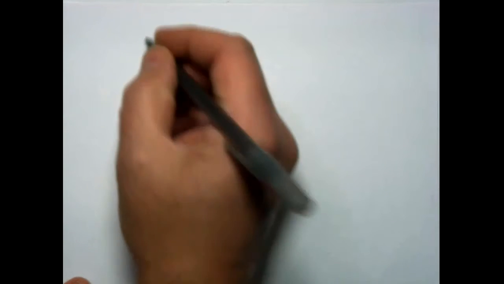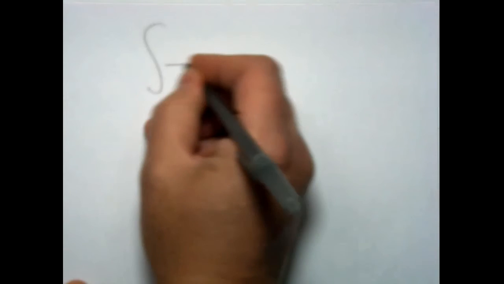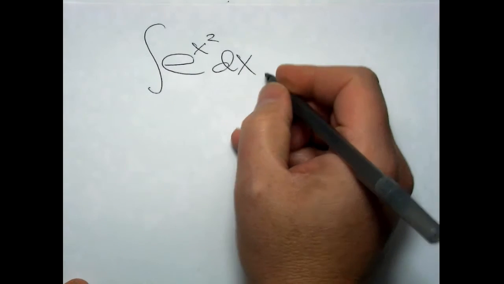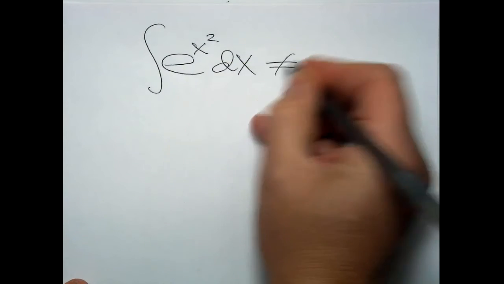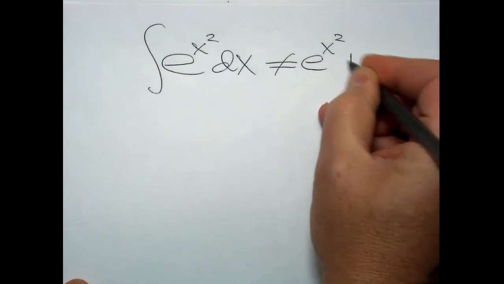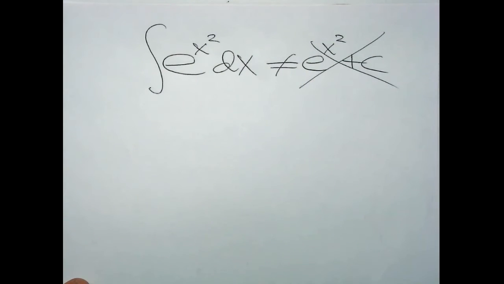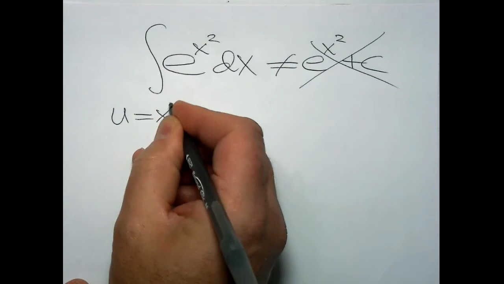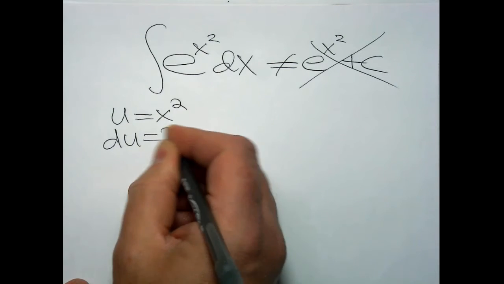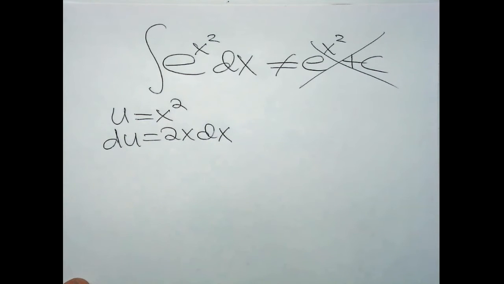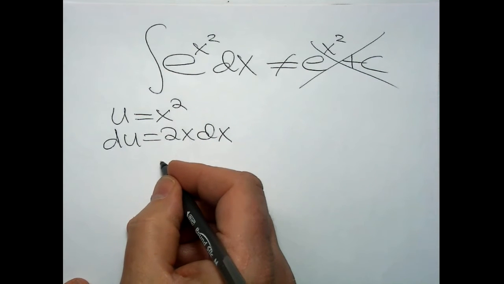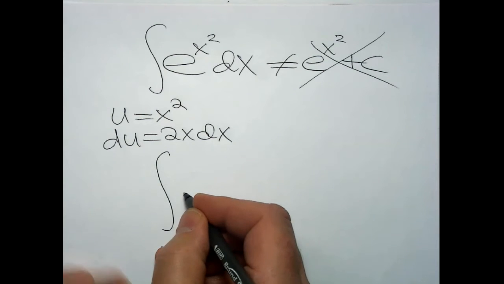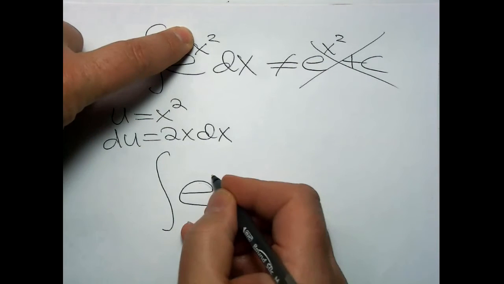Let me demonstrate. Integrate e to the x squared. There are those that would say the answer is e to the x squared, but I will tell you that it is not. That's not the answer. Let's try u-substitution. u equals x squared. du is equal to 2x dx. All right. So let's do our substitution. Antiderivative of e to the u.